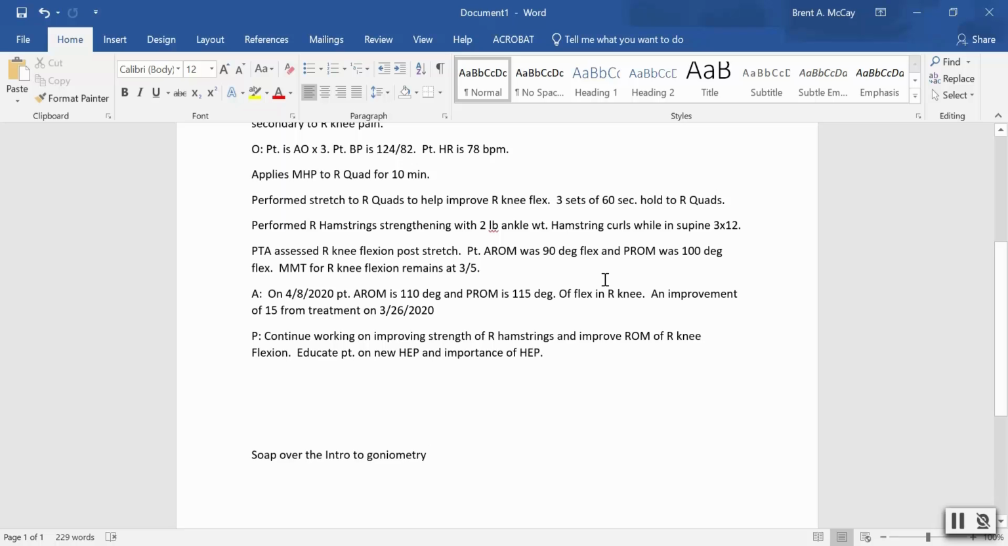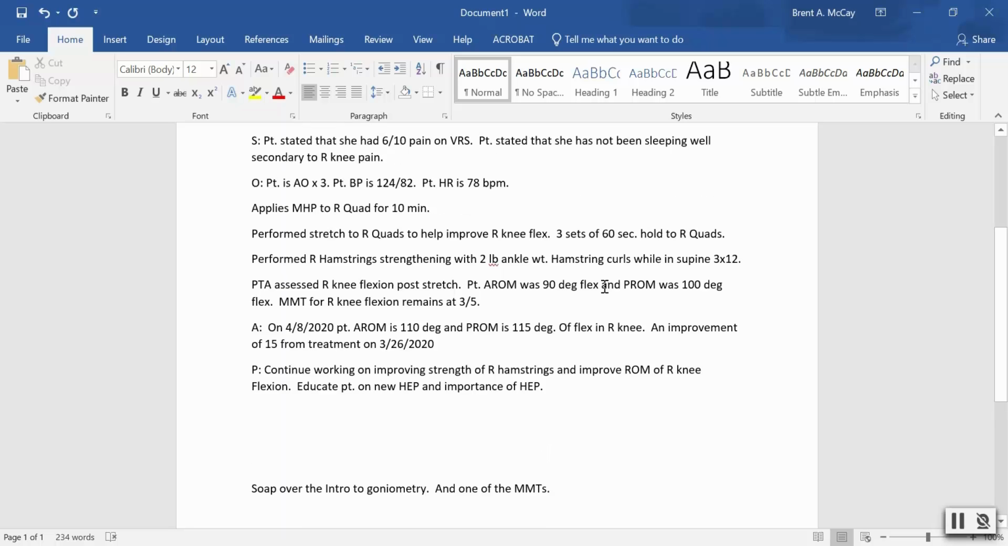And then you can also pick one of the manual muscle tests that you saw, okay? Either the one in the intro to manual muscle testing or one of the ones from the videos that I made personally, and just pick it and then write up a grade, right? Okay, for what that patient was. Okay, so SOAP over the intro to goniometry and one of the manual muscle tests, right?